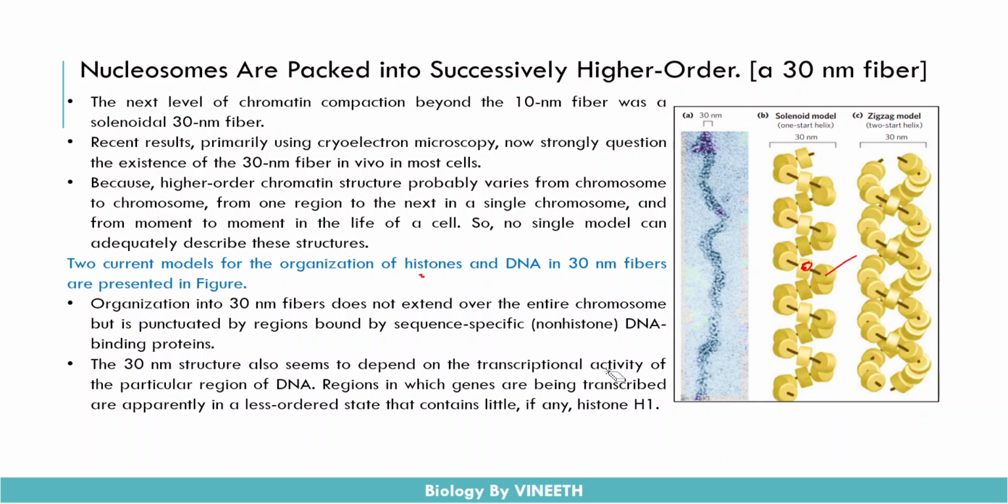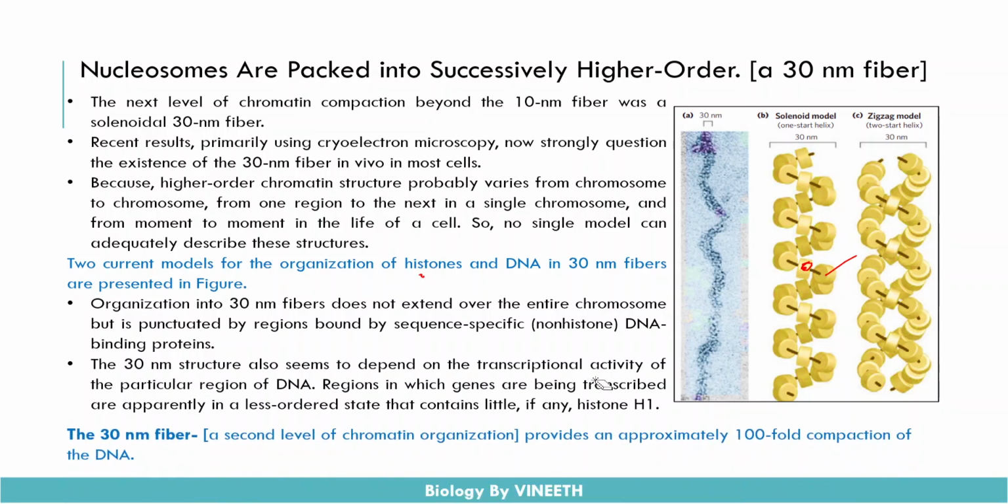Regions in which genes are being transcribed are apparently in a less ordered state that contains little or if any histone 1 proteins. Most gene inactive regions contain histone 1, but gene active regions don't contain any histone 1 proteins. They are loosely attached. And the 30 nanometer fiber, as I've already said, is a second level of chromatin organization, and it provides approximately 100-fold compaction of the DNA.